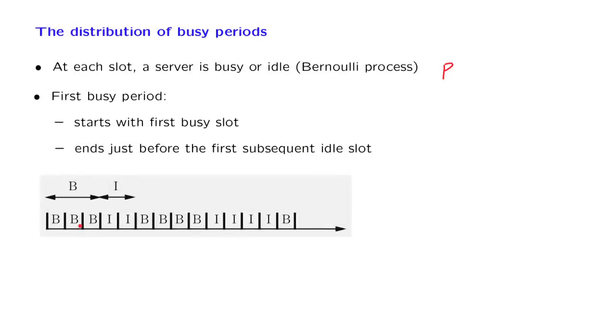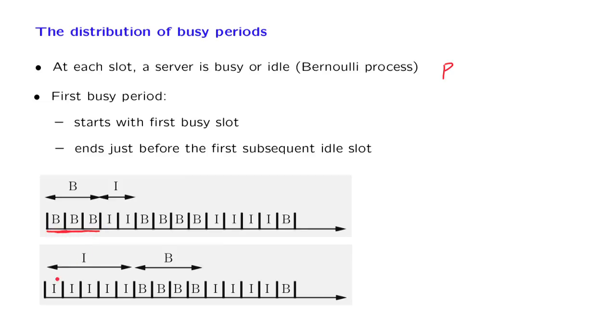For an example, it could be the case that the first slot is busy, in which case the busy period starts right here, and the busy period in this example extends for 3 time units. It ends just before the next idle slot. It could also be the case that the first slot is idle. In that case, the busy period starts with the first busy slot that shows up. It's this slot in this example, and extends until just before the first idle slot that we observe. So in this example, the busy period extends for 4 time steps.